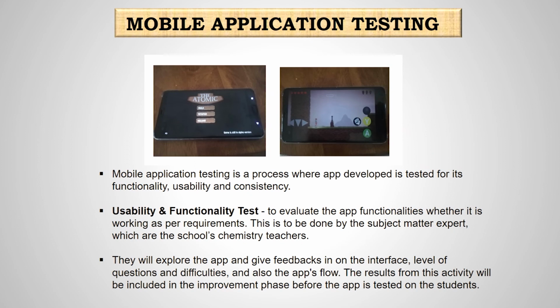Mobile application testing is a process where app developed is tested for its functionality, usability and consistency. Usability and functionality test is to evaluate the app functionalities, whether it is working as per requirements. This is to be done by the subject matter expert, which are the school's chemistry teachers. They will explore the app and give feedbacks on the interface, level of question and difficulties, and also the app's flow. The result from this activity will be included in the improvement phase before the app is tested on the student.